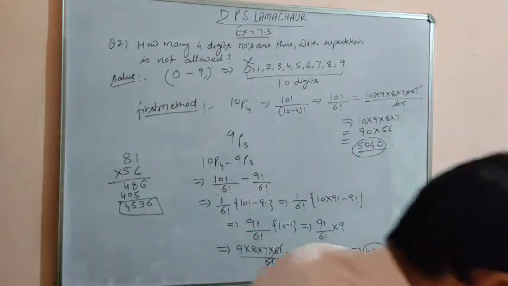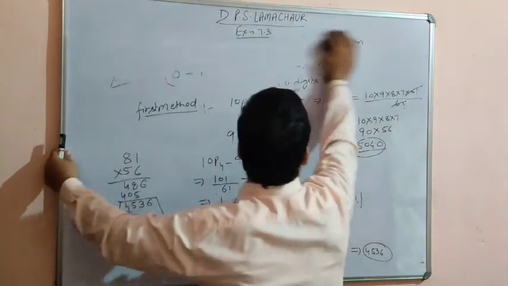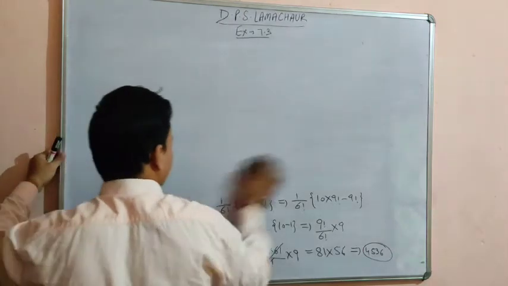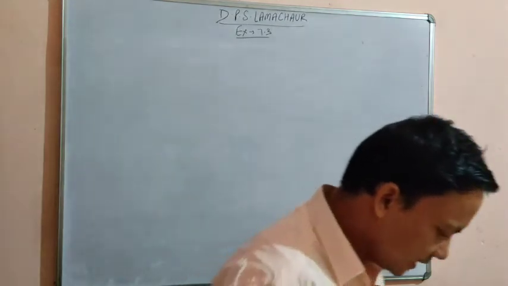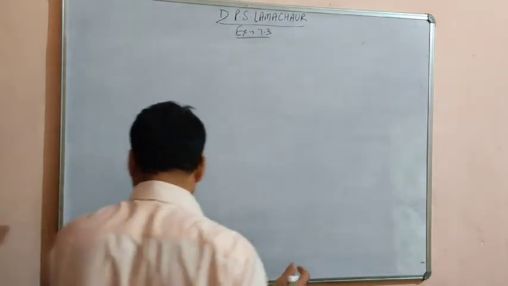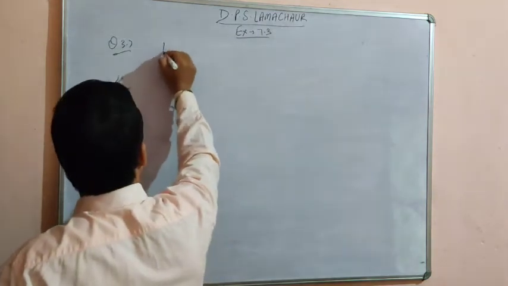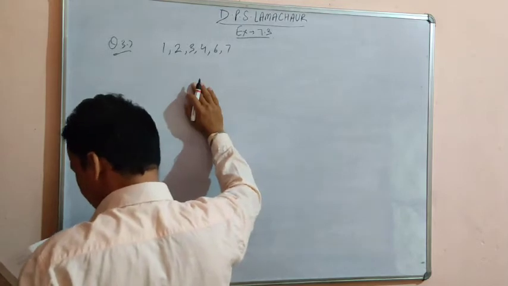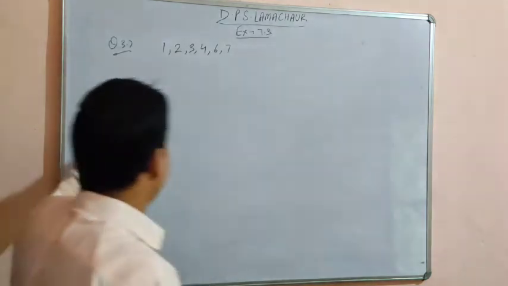Okay, now coming to question number 3. Question number 3 is: how many 3-digit even numbers can be made using the digits 1 2 3 4 6 7? We have been given the digits 1 2 3 4 6 7, and we have to make 3-digit even numbers. We have to find 3-digit even numbers.